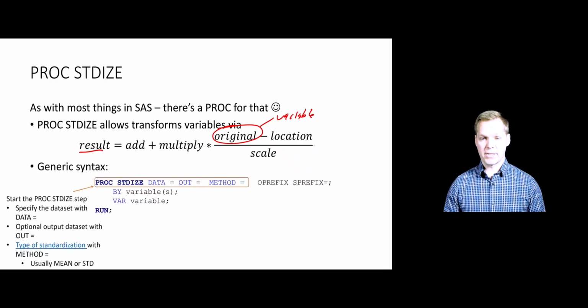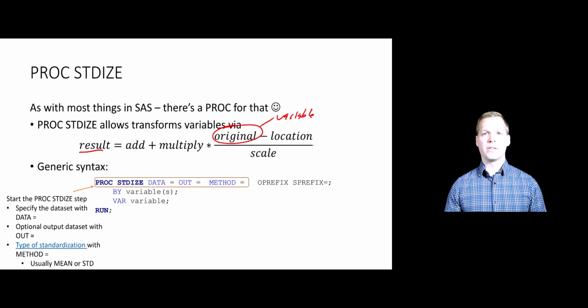We had to learn the syntax of PROC STANDARDIZE to be able to do this. As with most procs, we're going to start with that statement that starts the step. So proc standardize, we're going to specify the data set that we want to be working with and that has the variable we want to standardize. And then we can specify an optional output data set if we don't want to copy over that one. And then we can specify what method of standardization we want to do. And I have a link here to the different methods of standardization that are available.